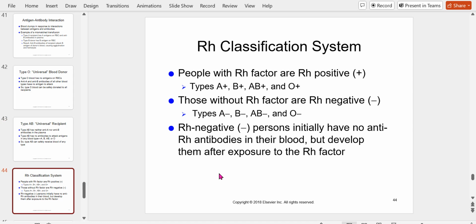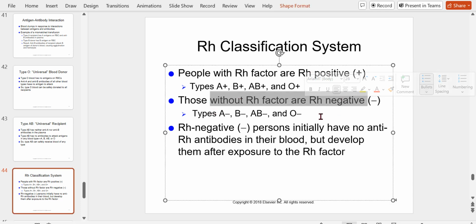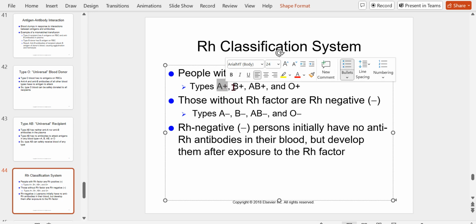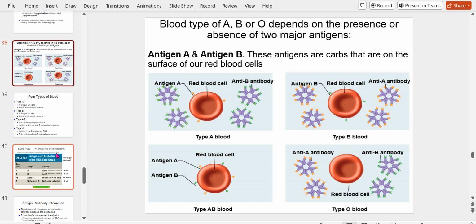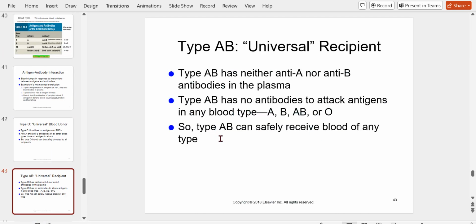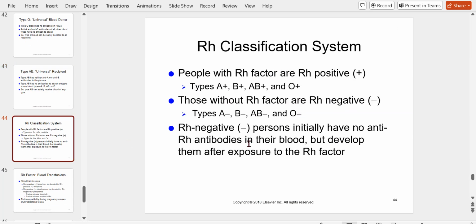RH classification system. People with RH factor are RH positive. People without the RH factor are RH negative. What is RH factor? You'll see A positive, B positive, AB positive, right? So there is what we were talking about up here. That's these guys here, 1, 2, 3, 4. But if you see a positive or negative, that indicates the RH. So if you're O positive, that means you have the RH factor. If you're O negative, you do not.